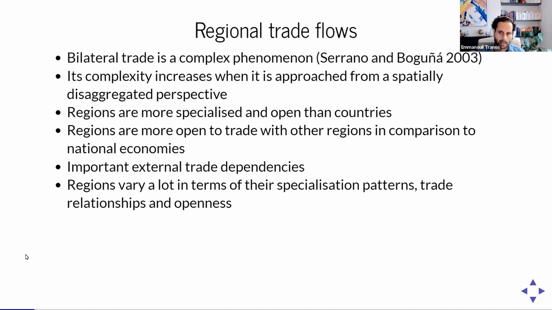Regions are more specialized and also more open to trade than countries. They are open to external trade dependencies. They depend a lot on other regions within their own country, or with regions in other countries. And importantly, their specializations vary a lot in terms of what type of products they produce and trade with other regions, what type of imports or exports they do.